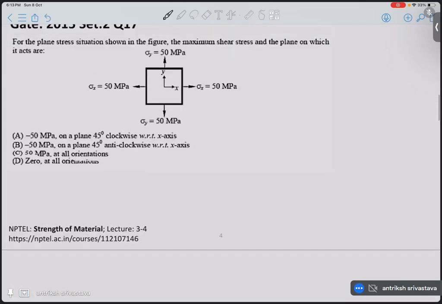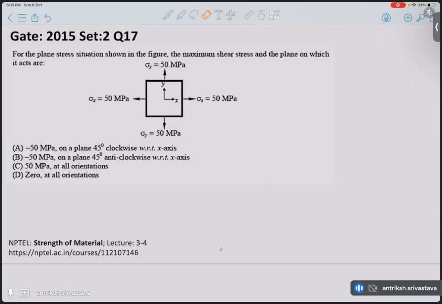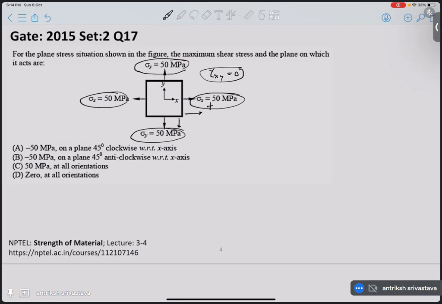Okay. Let's go to the next question. This question looks scary, but when we start solving it, it is going to be very simple. For the plane stress situation shown in the figure, the maximum shear stress at the plane on which it acts are. So this is the plane stress. It is given to us. Sigma x and sigma y are both equal in magnitude and they both are pointing outwards, so they both are tensile, so positive. And there is no planar shear stress apparently that we can see on this plane, so tau xy is 0. And we are asked what is the maximum shear stress and the plane on which it acts.